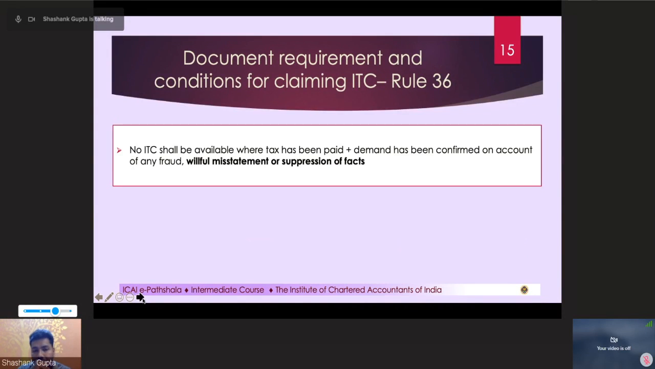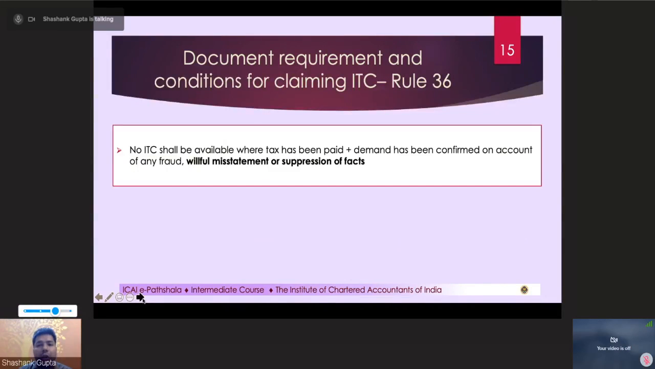Next, no input tax credit shall be available where tax has been made and demand has been confirmed on account of any fraud, willful misstatement or suppression of facts.